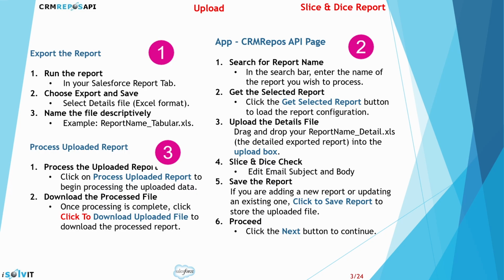It is a simple process. You run the report on Salesforce, you export the report, and then you bring it over to the app. You look for the report name. It will come up. You can upload this file into this screen. You make all your parameters. If you need to save a report, you save it, and then you run it, and it will take your report and distribute it according to how many email addresses you have and how many records per email address.